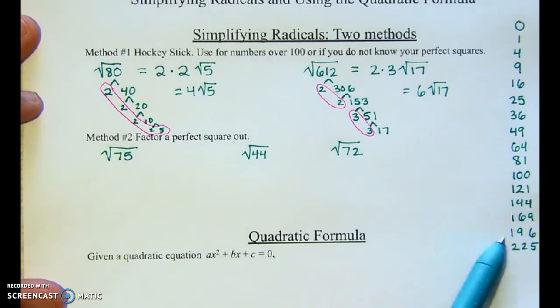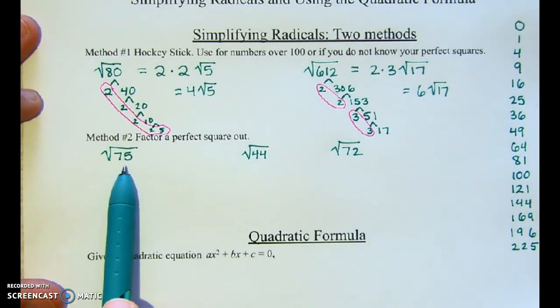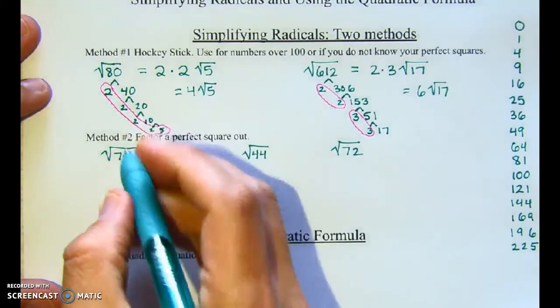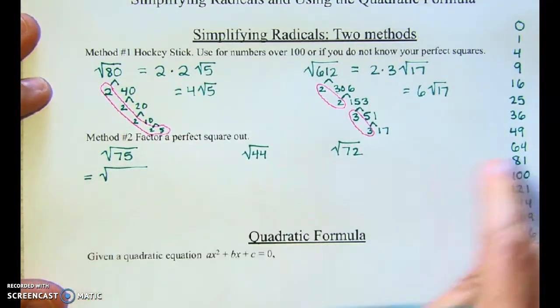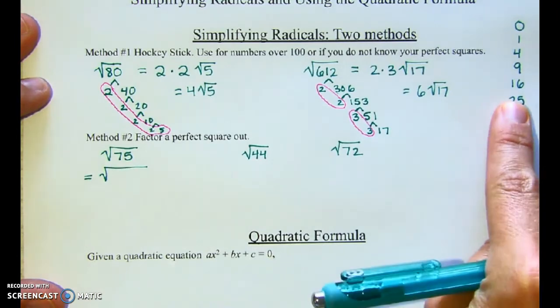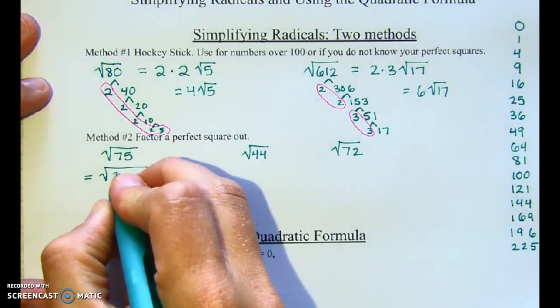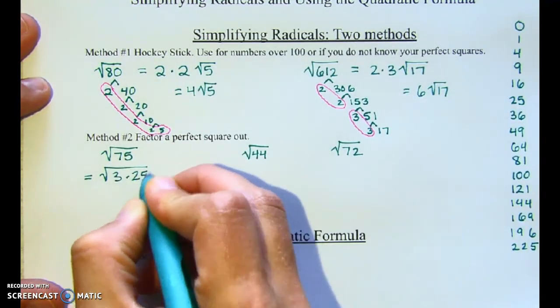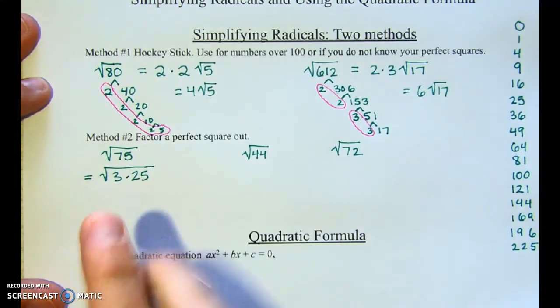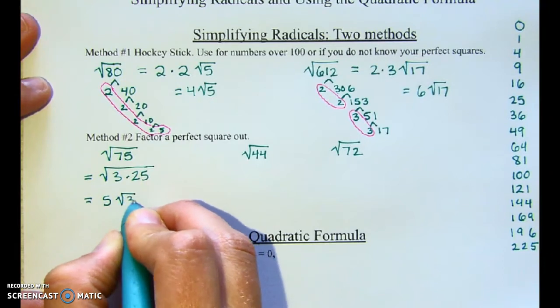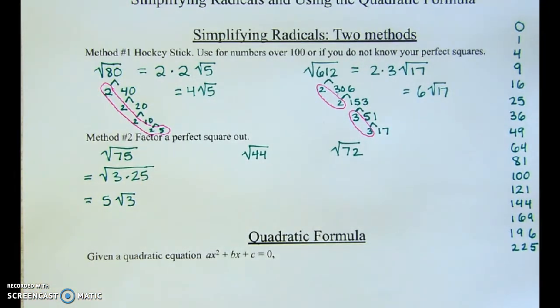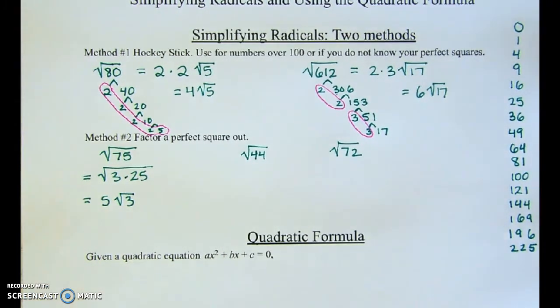Watch this. If you know your perfect squares, then you know 75 is equal to, what perfect square goes into 75? 25. So that's equal to 3 times 25. And we know the square root of 25 is 5. So this is 5 times the square root of 3. You're like, wow, that's much easier. Well, yeah, it's easier if you know your factors of perfect squares.